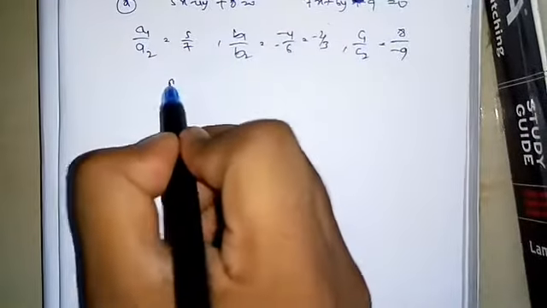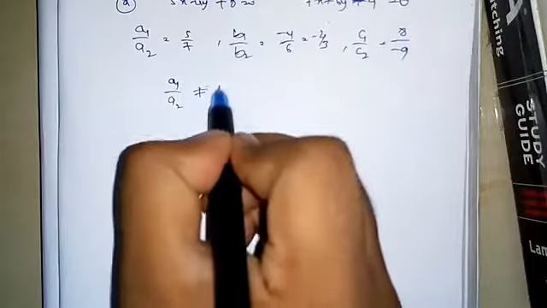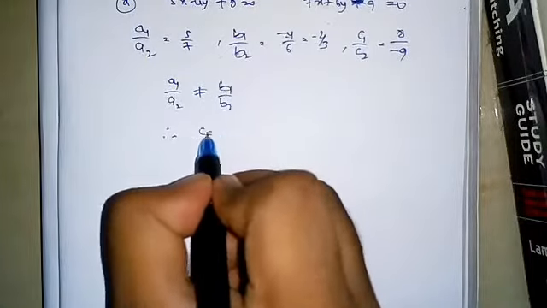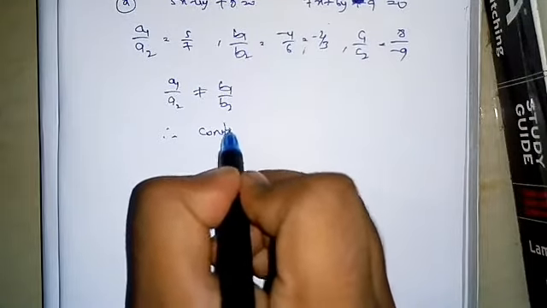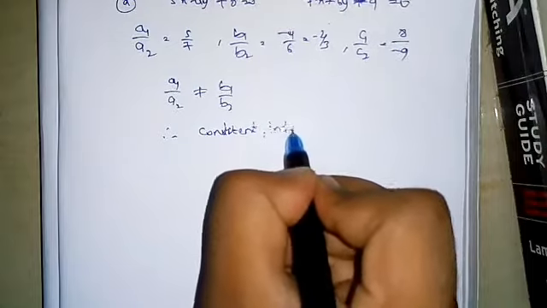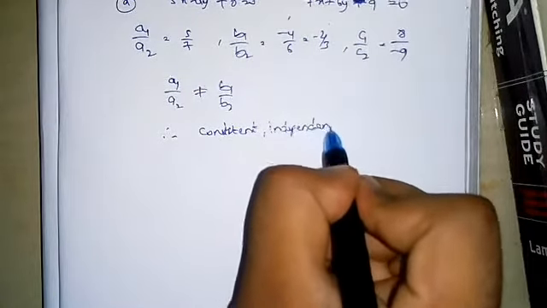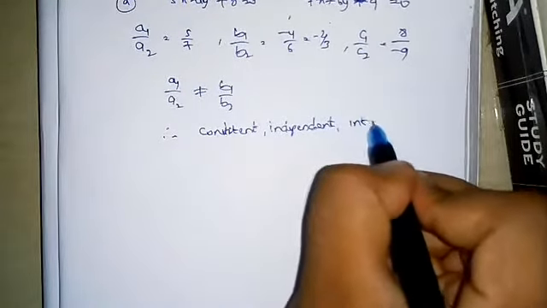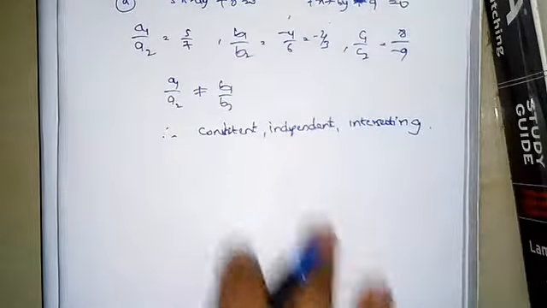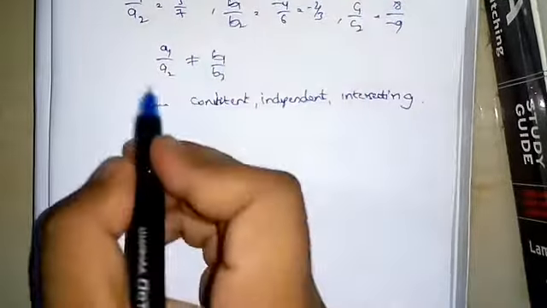If you observe, a1 by a2 is not equal to b1 by b2. Therefore, these are consistent, independent and intersecting. So these are intersecting at a point.